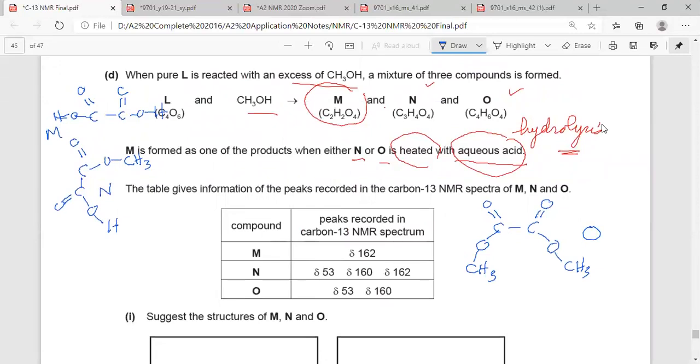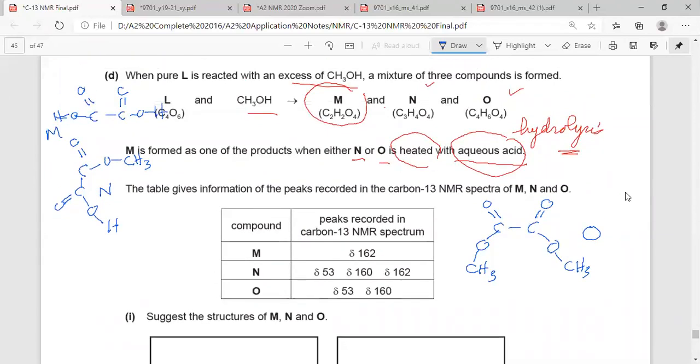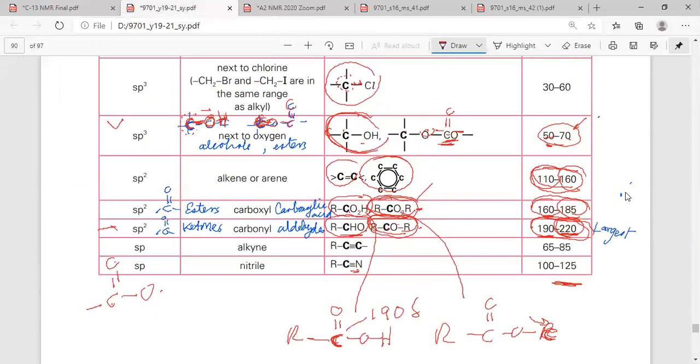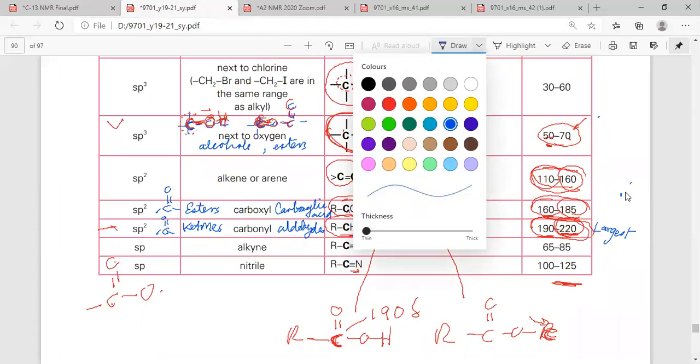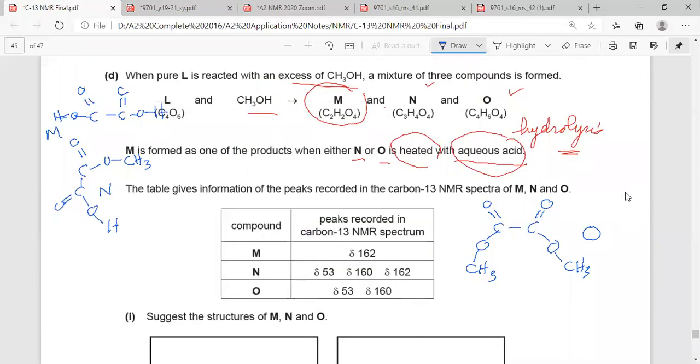Okay, then the table gives information on the carbon-13 of M and N. M is your carboxylic acid. Here, I put blue, so can you see clearly, blue. Carboxylic acid, which is 160. Here's what? 162. Bingo. So both of them here are 162. That means it must be the carboxylic acid.